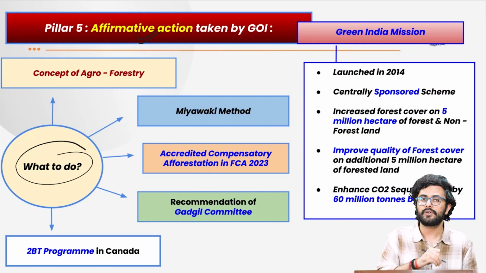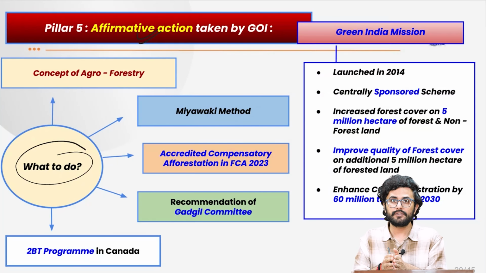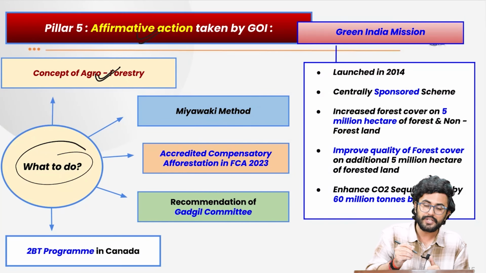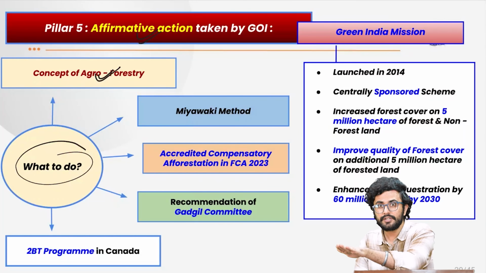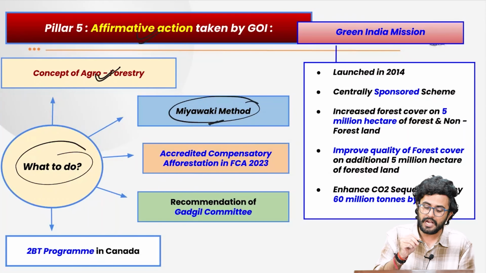What can be the way forward? First and foremost, there is a very important concept of agroforestry, where on the banks of the agricultural field or in the middle of the agricultural fields, we can start growing more trees, which will also help in holding the soil. It will reduce landslides. In urban areas, we can use the urban afforestation method, that is the Miyawaki method.